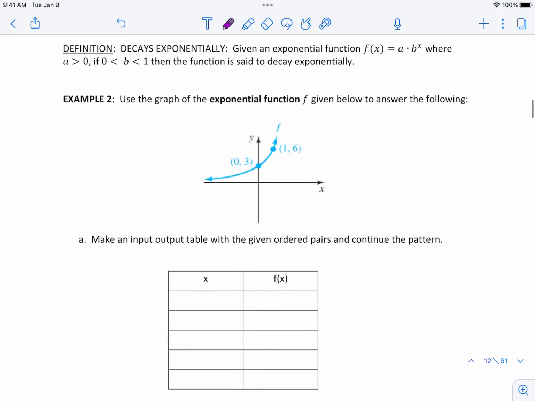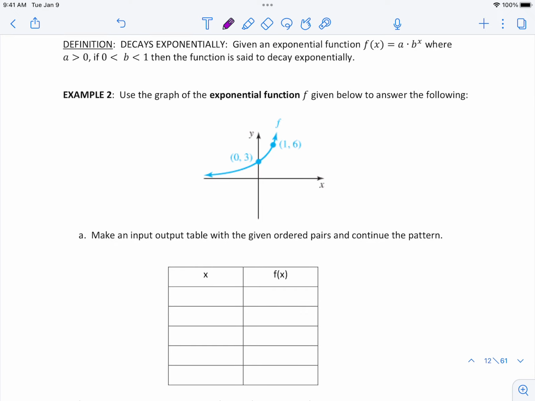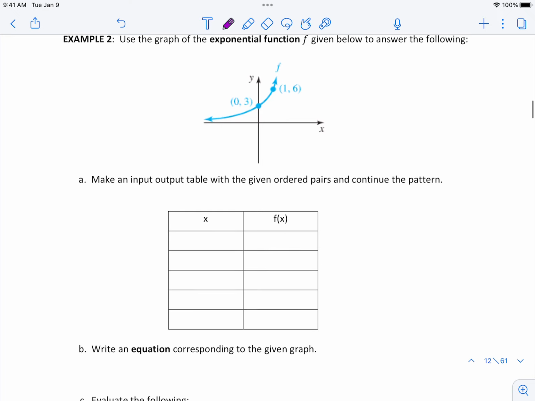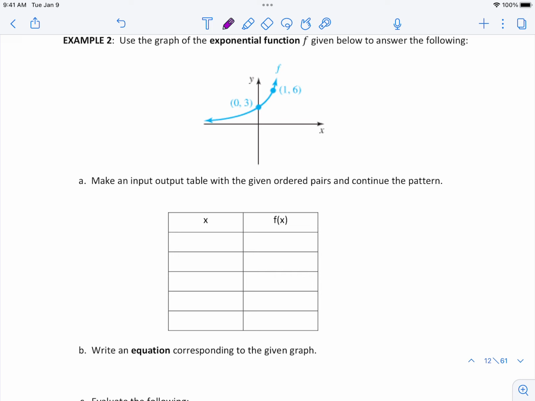So we're going to use the graph of the exponential function to answer the following. First, we have to make an input-output table with the given ordered pairs and continue the pattern. So first, we're given x is 0 and f of x is 3. That's our y-intercept, or our starting value. We also see that we have the point 1, 6. So if I look at the relationship here, x is increasing by 1. F of x, I'm multiplying by 2.